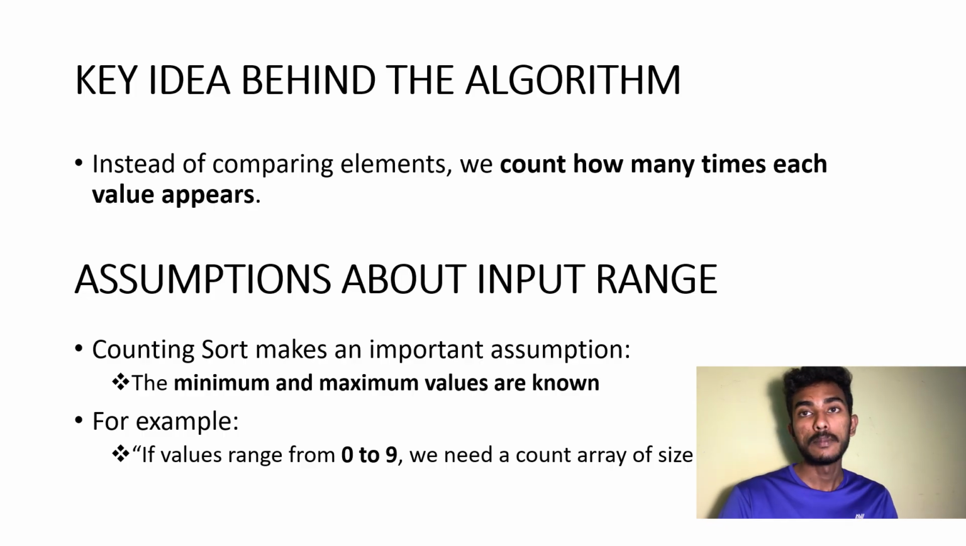Assumption about input range. Counting sort makes an important assumption: the minimum and maximum values are known. For example, if values range from 0 to 9, we need a count array of size 10. The size of the counting array depends on the maximum value, not the number of elements.